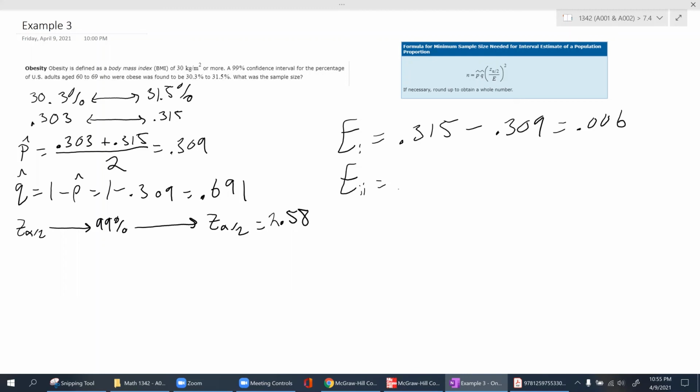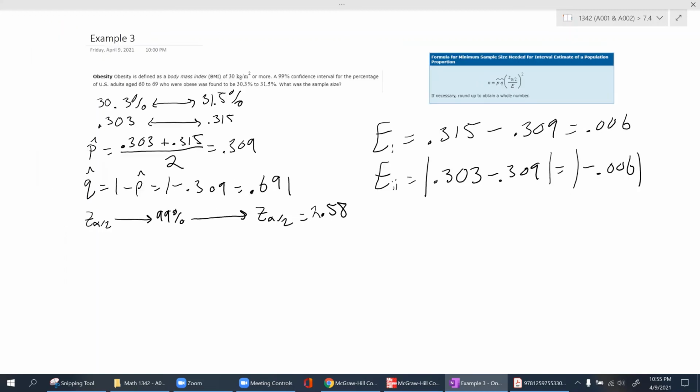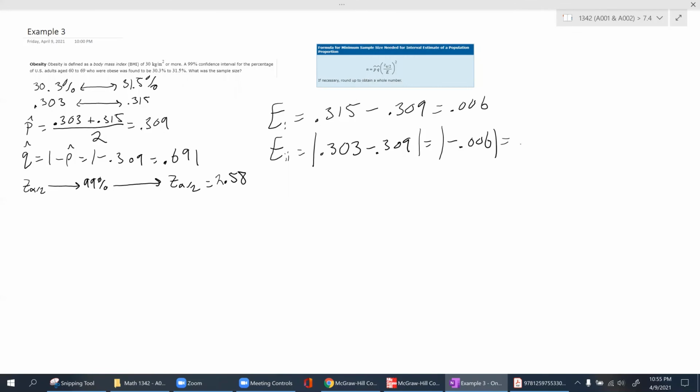What does that mean? In other words, the order doesn't matter when you're dealing with absolute difference. So let's just say you did 0.303 minus 0.309 instead of 0.309 minus 0.303. You'd find out that this gives me negative 0.006. But what is the absolute value of a negative value? It's positive. So let's remember that: the margin of error is the absolute difference between the sample proportion, p hat, and either endpoint.